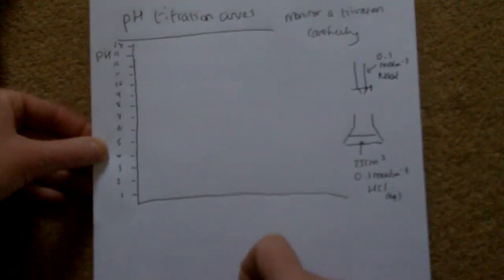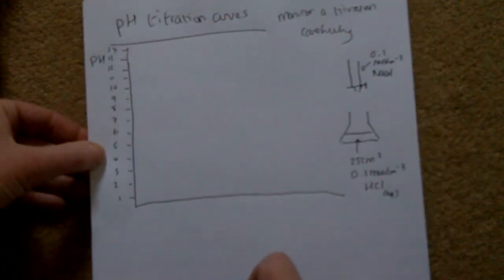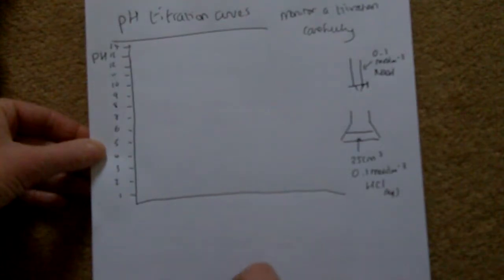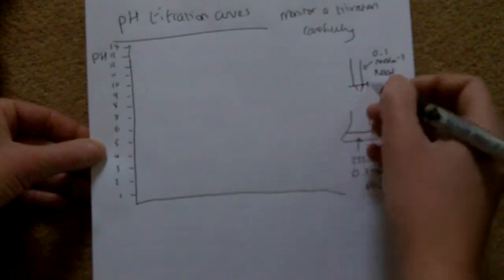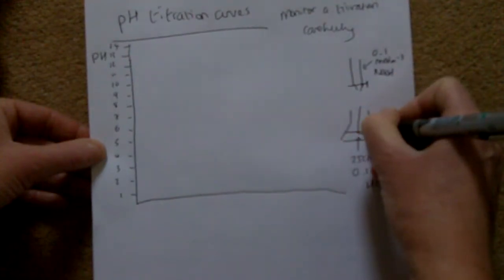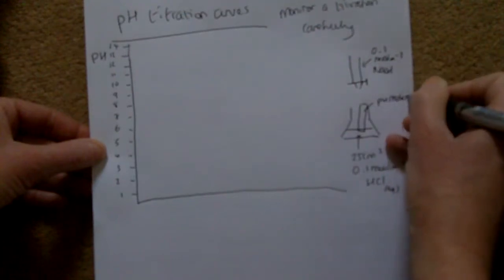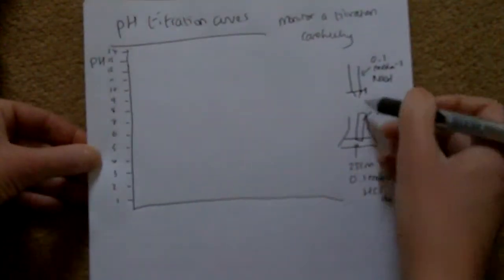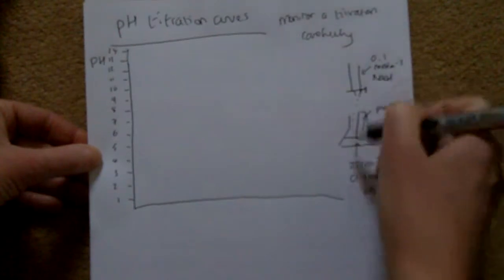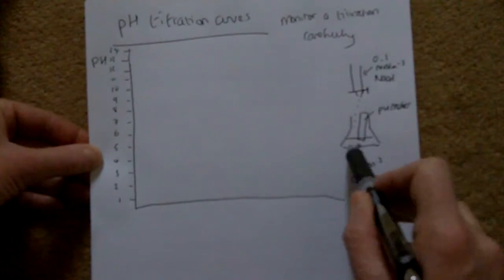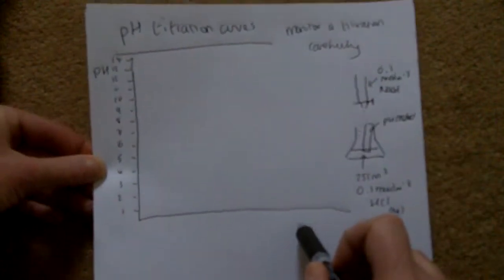You're doing a titration, but you are not putting an indicator in. There's no indicator, so how can you tell when neutralization has happened? Instead you put a pH meter inside your conical flask. As you drip in the sodium hydroxide and neutralize, the pH meter will monitor the titration.